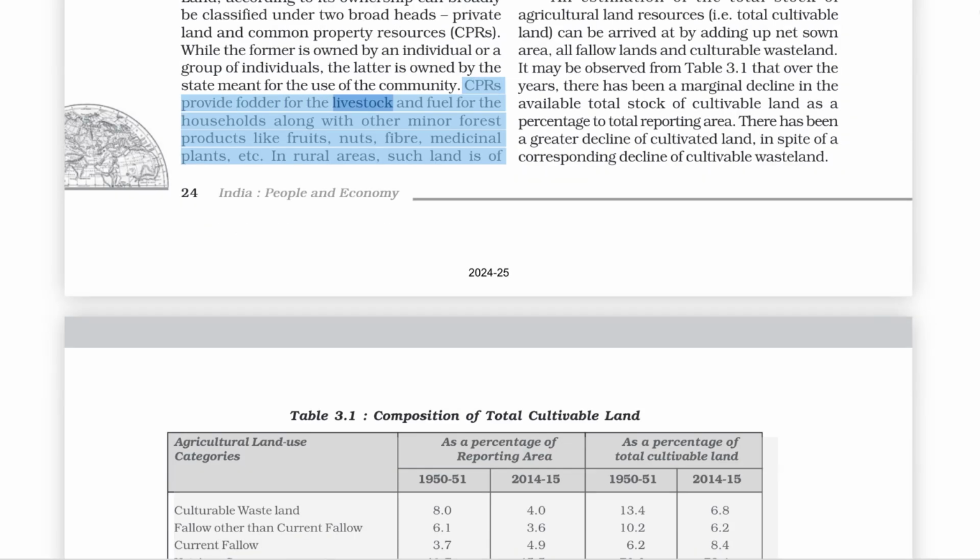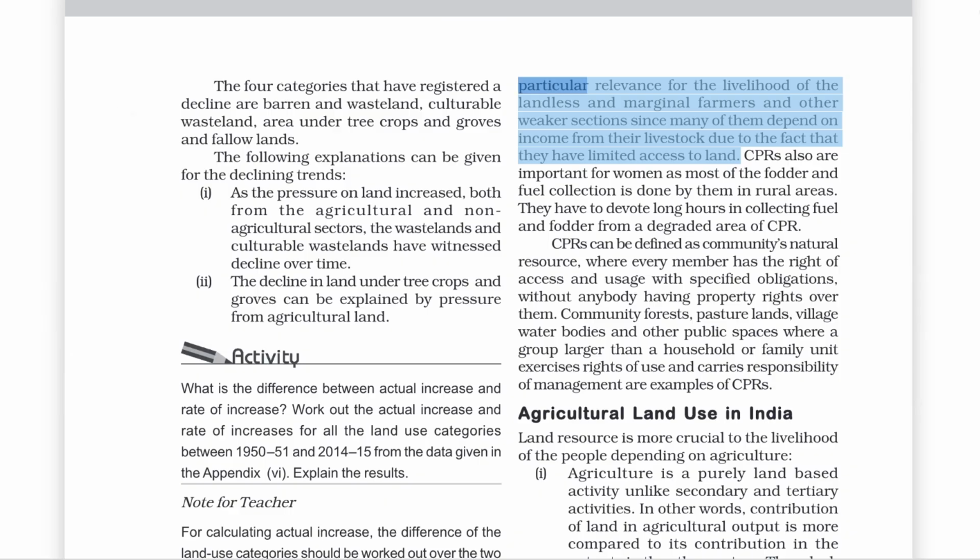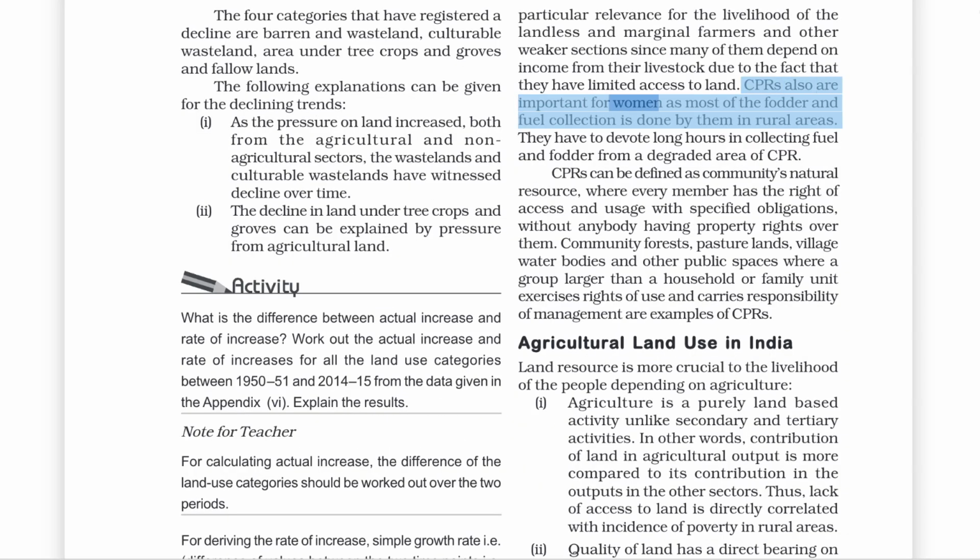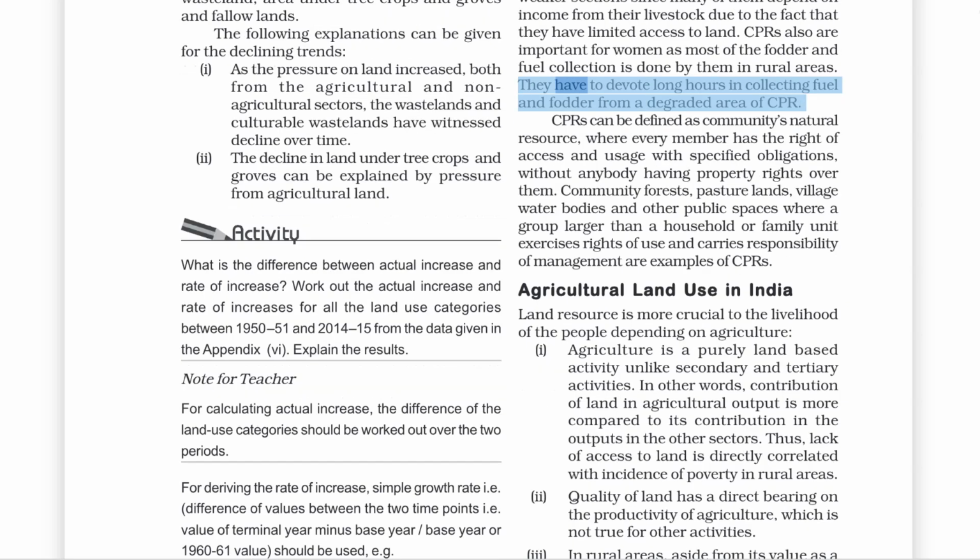CPRs provide fodder for the livestock and fuel for the households along with other minor forest products like fruits, nuts, fiber, medicinal plants, etc. in rural areas. Such land is of particular relevance for the livelihood of the landless and marginal farmers and other weaker sections, since many of them depend on income from their livestock due to the fact that they have limited access to land. CPRs also are important for women as most of the fodder and fuel collection is done by them in rural areas. They have to devote long hours in collecting fuel and fodder from a degraded area of CPR.